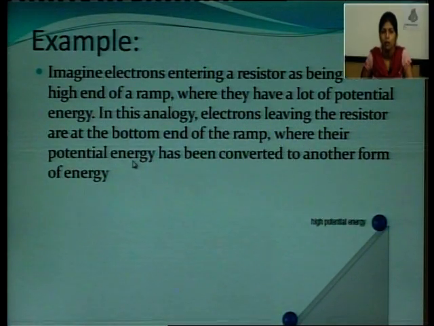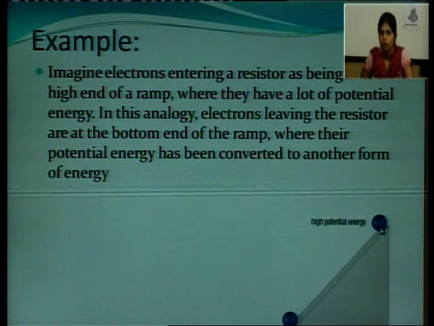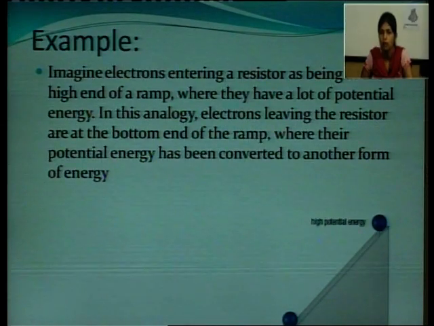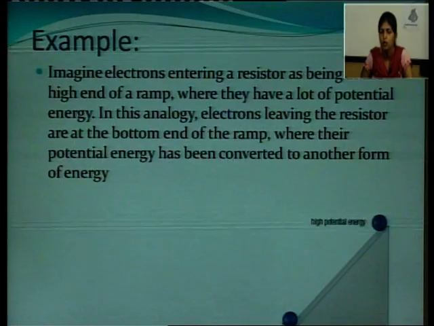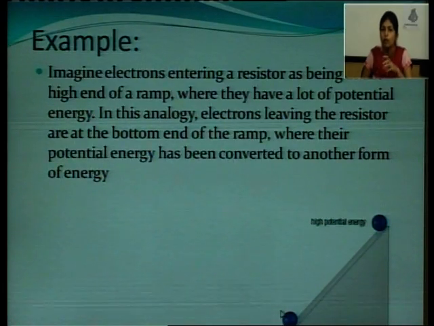Now this potential energy has been converted to another form. So when this electron comes from the higher end of the ramp to the lower end of the ramp, then this high potential energy will be converted into low potential energy. So this energy will be converted into heat or into light.